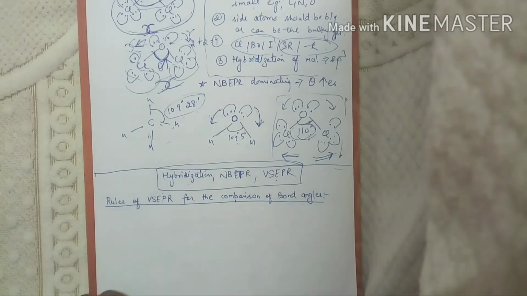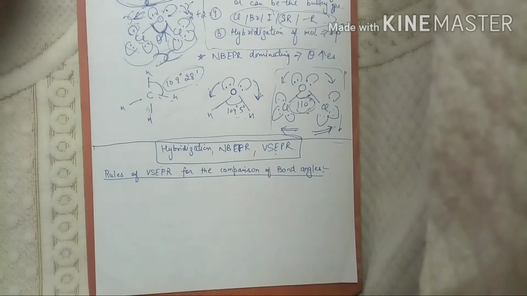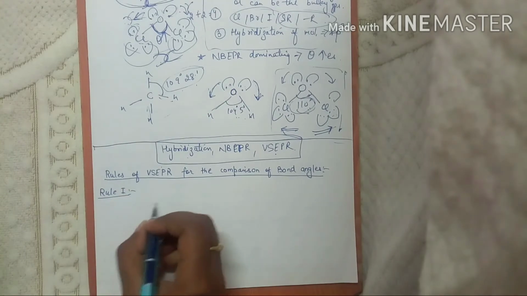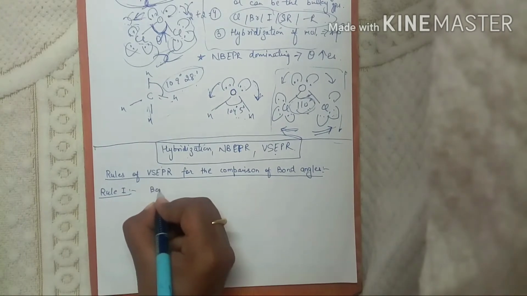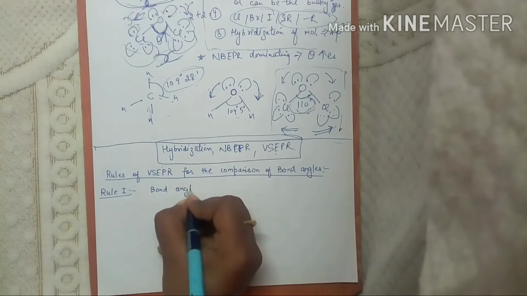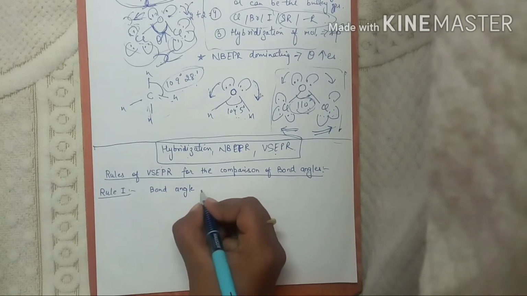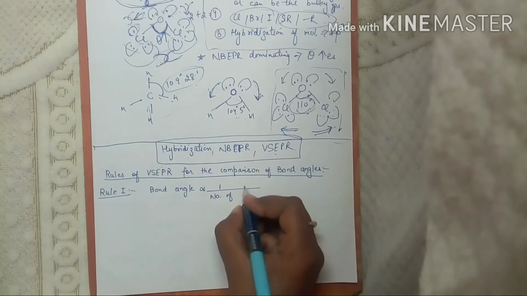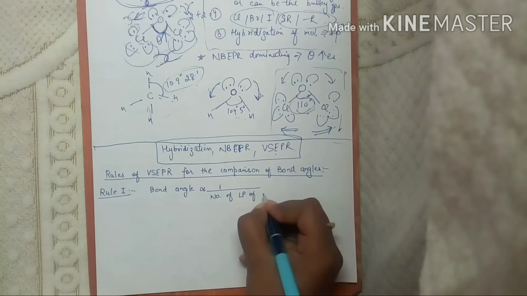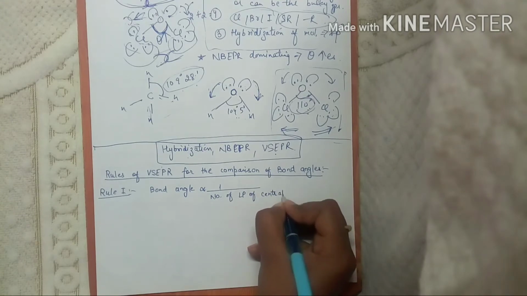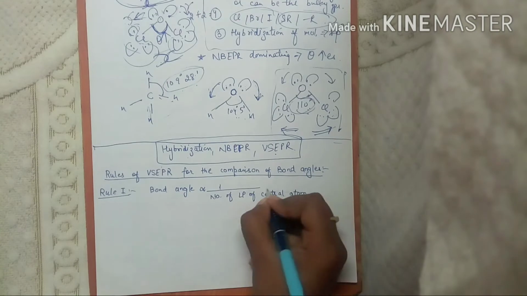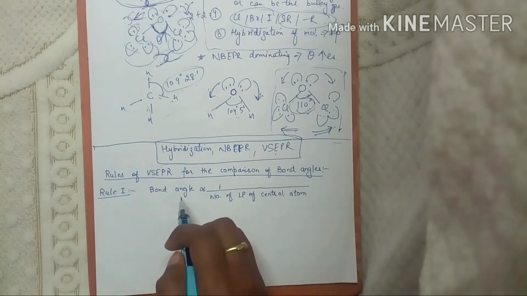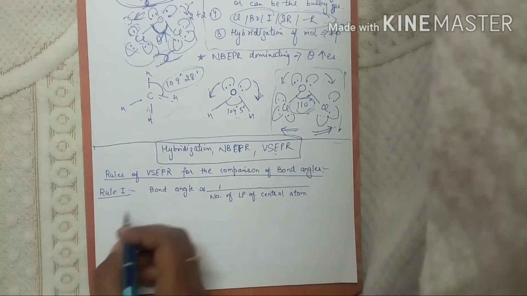So there are three rules. Rule number 1 is that the bond angle is inversely proportional to the number of lone pairs on the central atom. So if the number of lone pairs is more, then the bond angle will be less, and if the number of lone pairs is less, then the bond angle will be more.